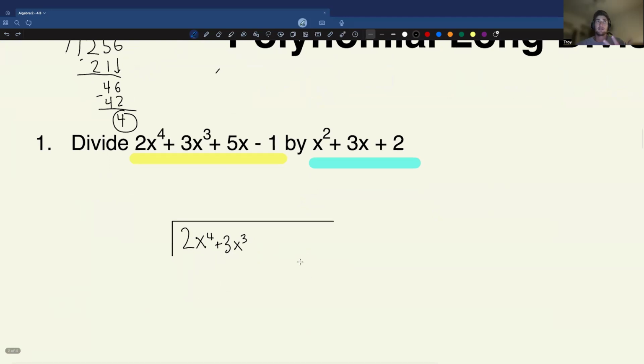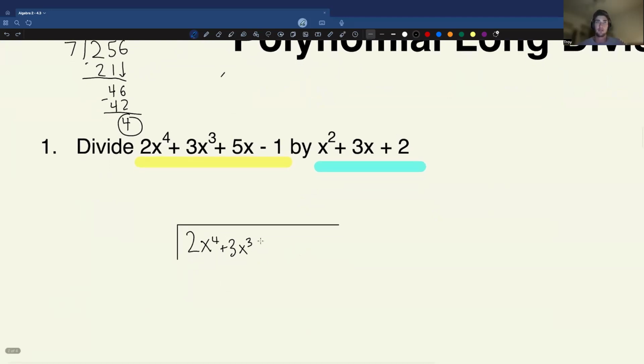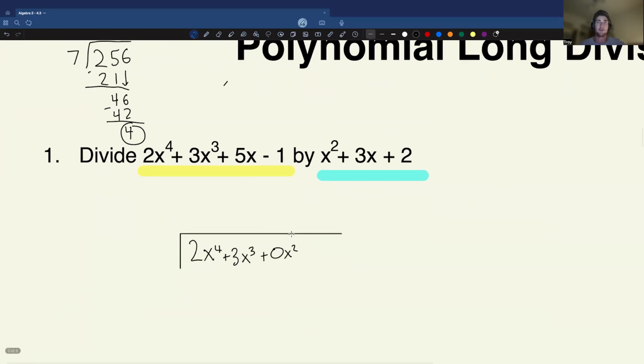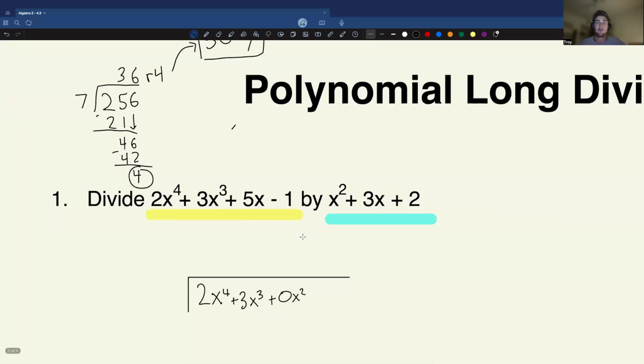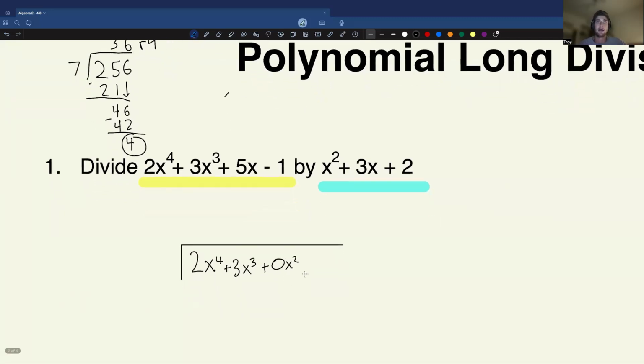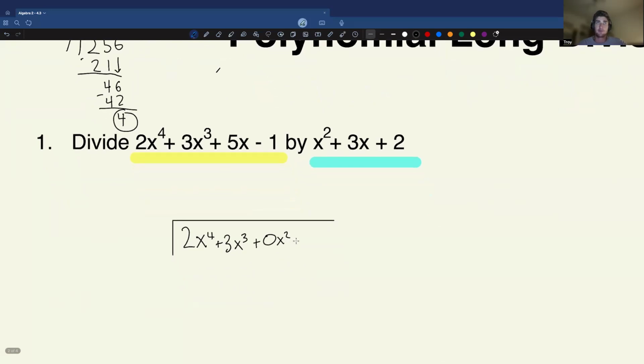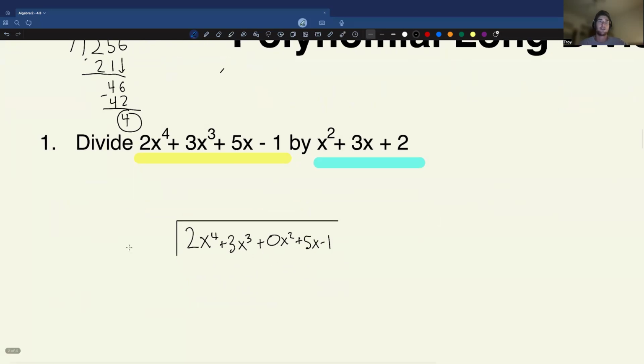However, it's going to be easier for us if we have a power of 2 in our division problem. So we just write that there's 0x squared here, kind of like if you had an integer with a 0 in one of its digits, you would still write that 0 out. So we're writing plus 0x squared, plus 5x is still there, and then minus 1. And then on the outside, we'll write x squared plus 3x plus 2.